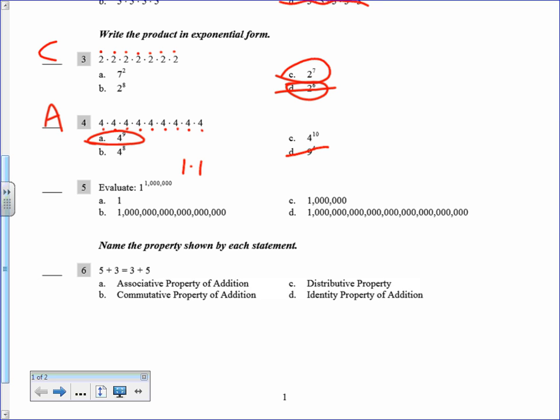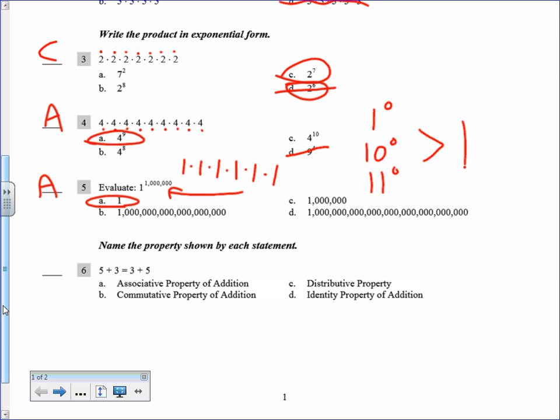1 times 1 is 1. 1 times 1 times 1 is 1. 1 times 1 times 1 times 1. A million times, it's still going to be 1. The other thing is to the 0 power. Remember, any number to the 0 power is 1. Doesn't make sense. I guess the only exception would be 0, right? 0 to the 0 power is 0. And 0 to any power is still 0. So that's a little tricky. Watch those.